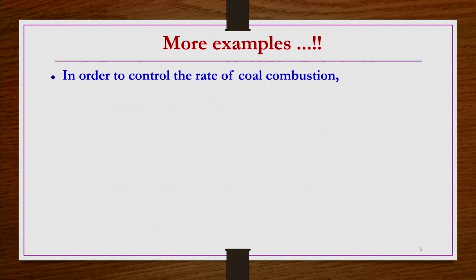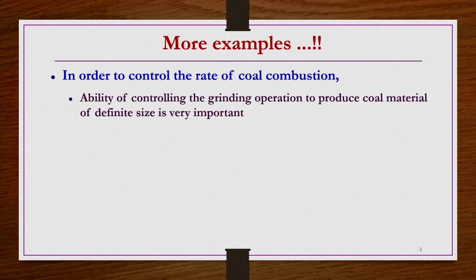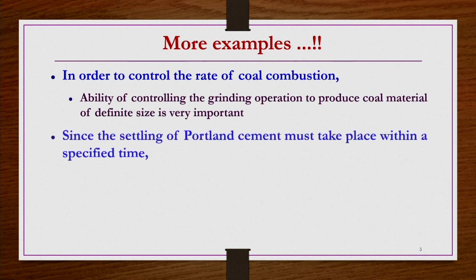So here also you may need a size analysis or size separation based on screening. Likewise, as I already mentioned, in order to control the rate of coal combustion, the ability to control the grinding operation to produce coal material of definite size is very important. Similarly, the settling of Portland cement must take place within a specified time, so it is necessary to specify certain size limits for Portland cements also.